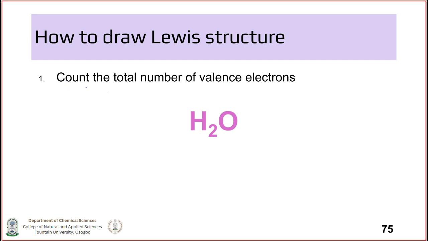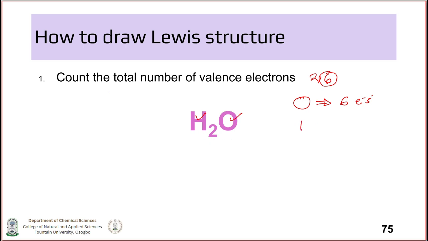Watch. So the first thing here says count the total number of valence electrons. So we have hydrogen and oxygen atoms. For oxygen atoms, how many valence electrons does an oxygen atom have? Of course, we know that oxygen is element number 8 in the periodic table, and the electronic configuration of oxygen is going to be 2, 6. So it means oxygen has 6 valence electrons. So there are 6 electrons here for oxygen.